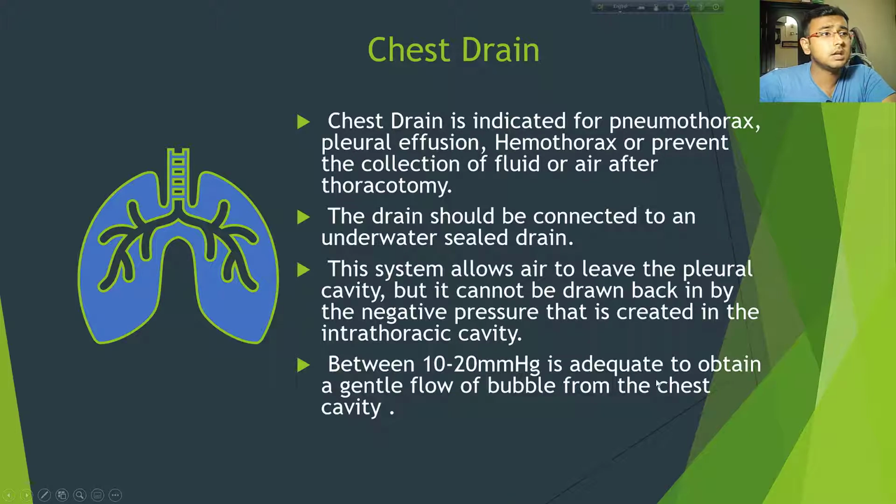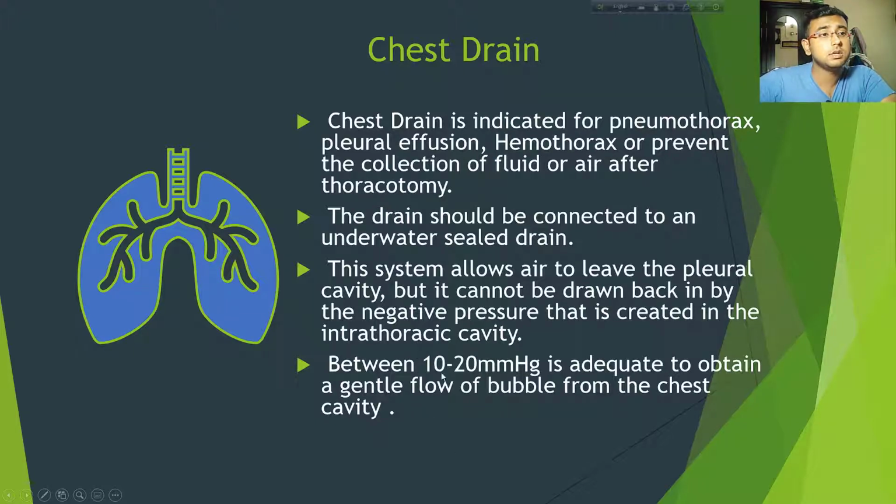So, chest drain. Now chest drain is an emergency condition. As I am talking about drains, discussing chest drain is important here, because chest drain is indicated for pneumothorax, pleural effusions, and hemothorax, to prevent collection of fluid and air after thoracotomy. The drain should be connected to a water seal drainage system. This system allows air to leave the pleural cavity, but it cannot be drawn back in by the negative pressure that is created in the intrathoracic cavity.